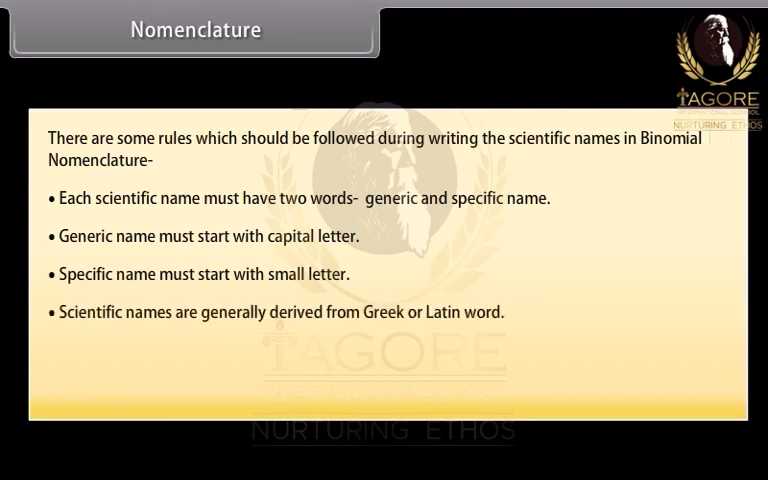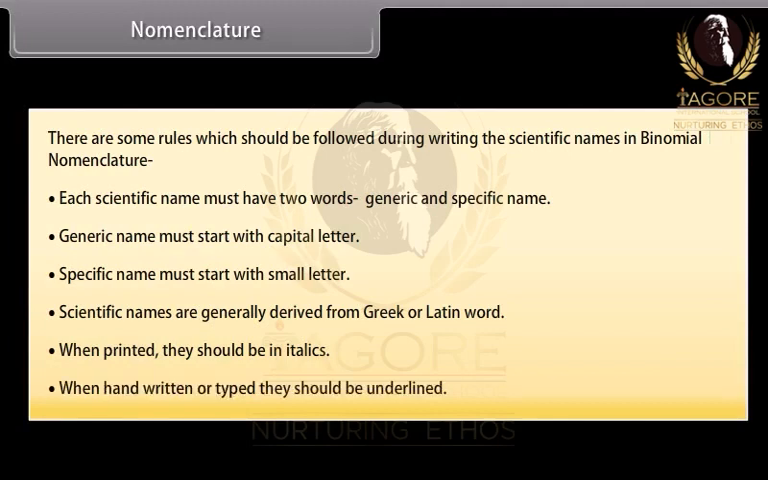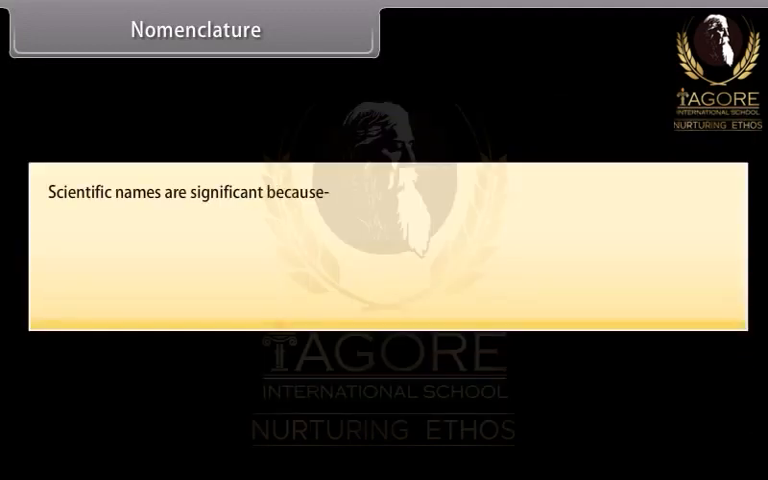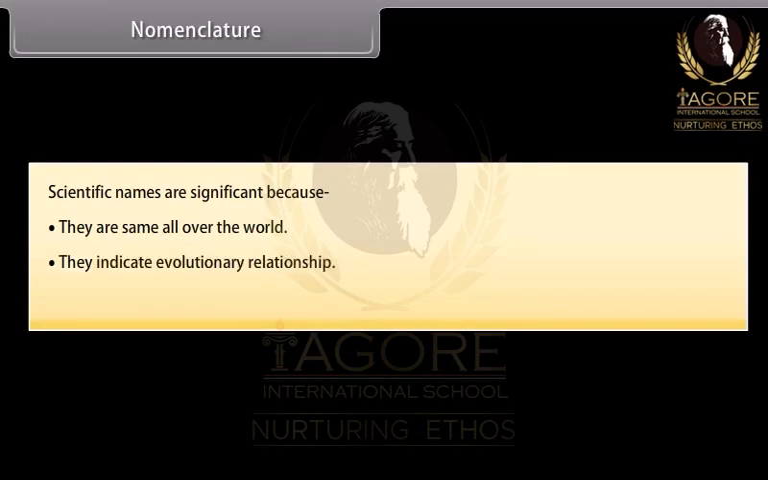Scientific names are generally derived from Greek or Latin words. When printed, they should be in italics. When handwritten or typed, they should be underlined. Scientific names are significant because they are the same all over the world. They indicate evolutionary relationships. They solve the problem of multiple naming of one organism.